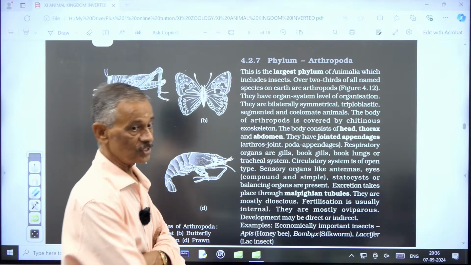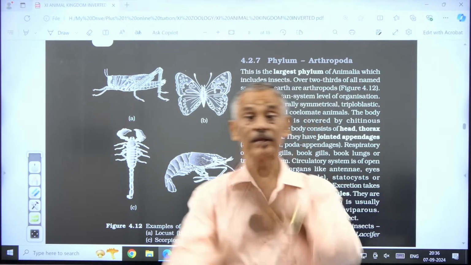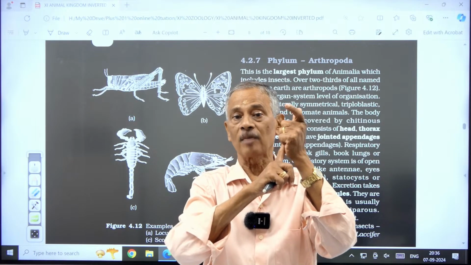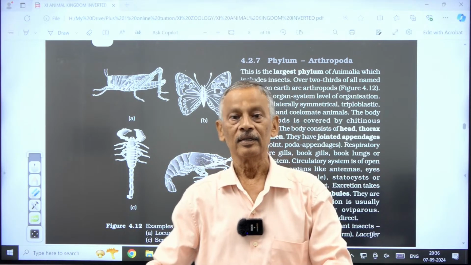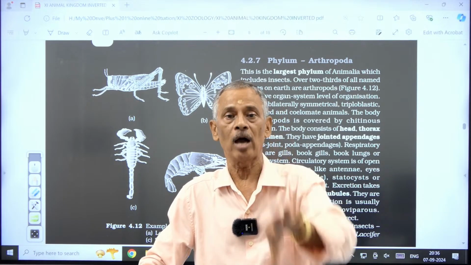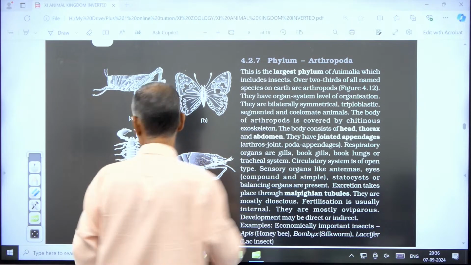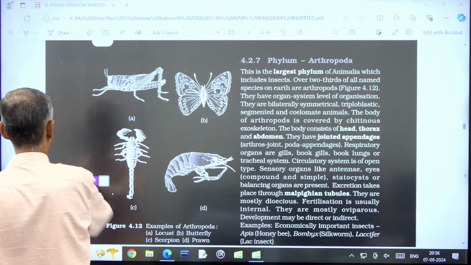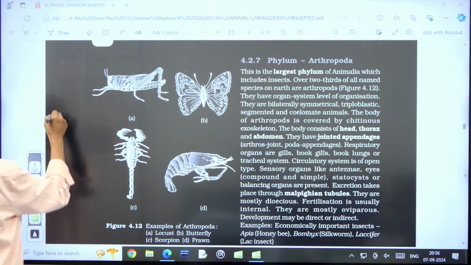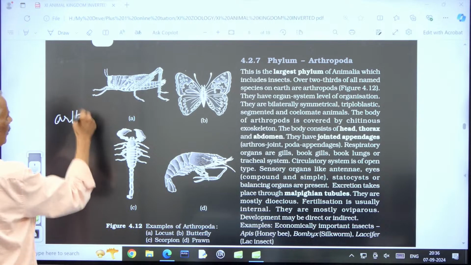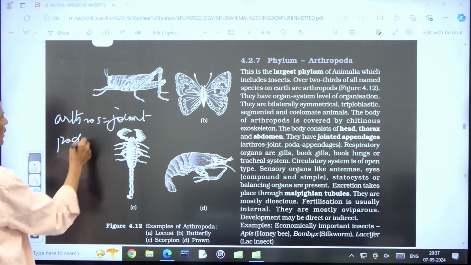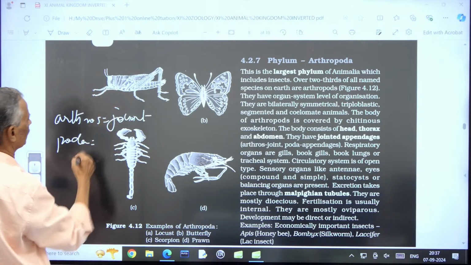So what are the general features? We can definitely say they are triploblastic, bilaterally symmetrical, having organ system grade of organization. Then what is the distinguishing feature? Why they are called arthropoda? Arthros means jointed. Their body is having appendages which are made up of so many pieces. Poda means appendages. So their appendages are made up of several pieces.